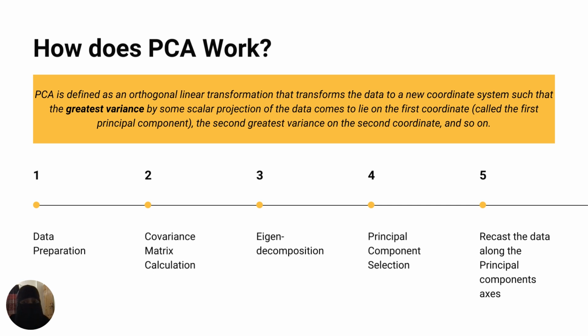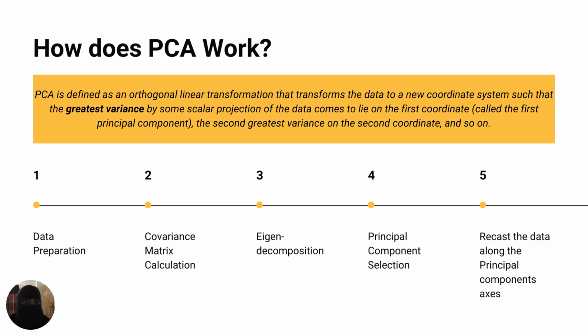Eigendecomposition. In this step, the covariance matrix is then decomposed into its eigenvalues and eigenvectors. Now, eigenvectors are the directions in which data varies the most, and eigenvalues represent the amount of variance explained by each eigenvector. Principal component selection. The eigenvectors with the highest eigenvalues, also known as principal components, capture the most significant amount of variance in the data. These principal components are selected for further analysis.